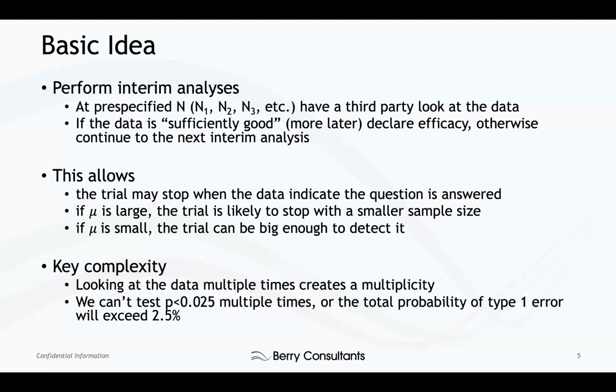A complexity in this is, of course, anytime we look at data multiple times, it creates a multiplicity. So we can't just test with a p-value of 0.025 multiple times, or the total probability of our type 1 error will exceed 2.5%. This, of course, violates the frequentist paradigm. Regulators require you to have one-sided type 1 error. So we can't use p less than 0.025 multiple times. We have to be a little bit more clever than that.